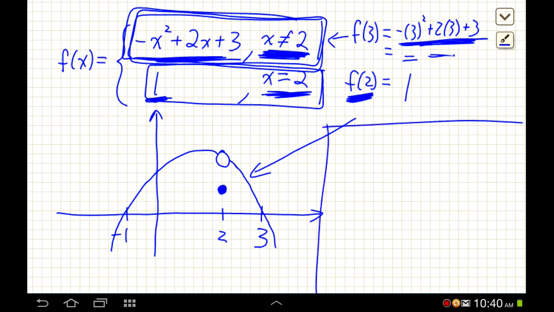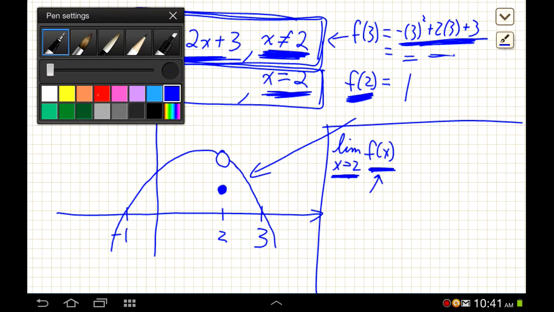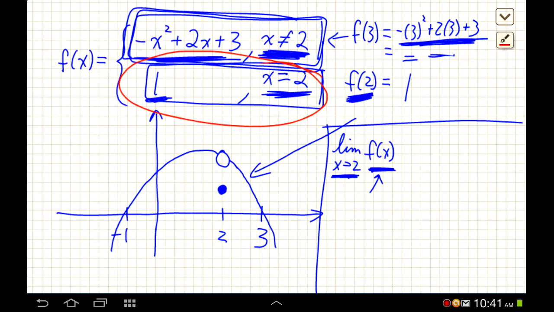Now compare this with our limit. The limit as x approaches 2 of f of x. Because x is approaching 2 but not at 2, then for all of our f of x components, we cannot use the second piece in the function. We cannot use this piece at all. Again, the reason is because x is approaching 2, but x is not 2. So if x approaches 2, then we're dealing with the first component. We're dealing with this first piece here.